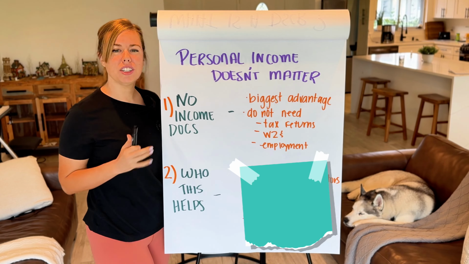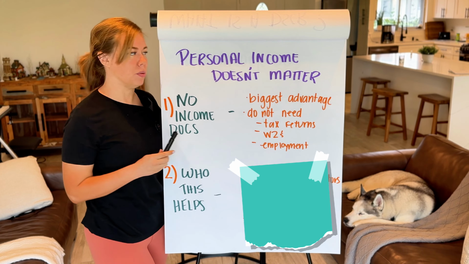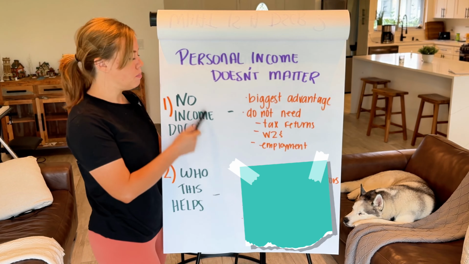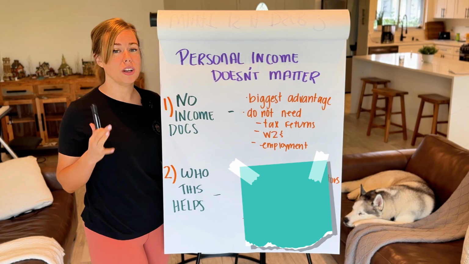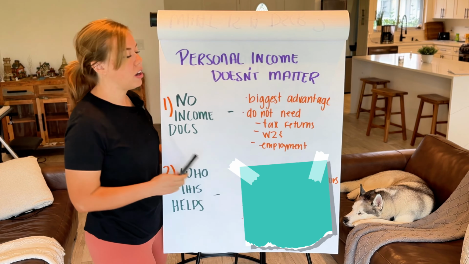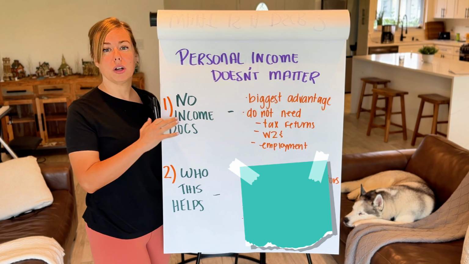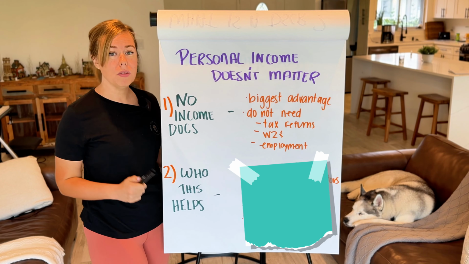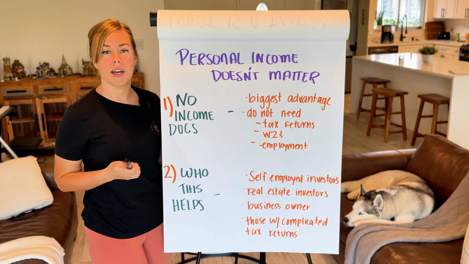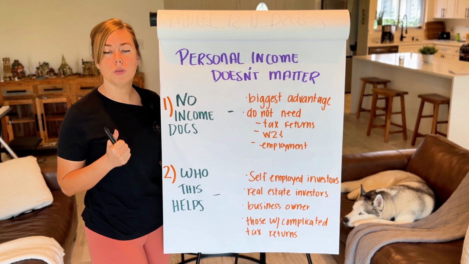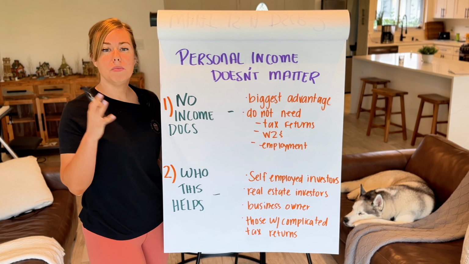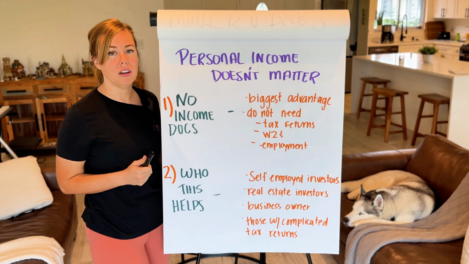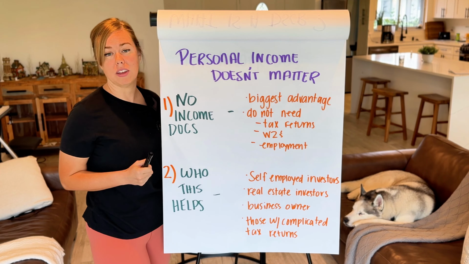So here's the first advantage and pro of using this type of loan, and it's that personal income does not matter. And in fact, the banks do not need any personal income docs throughout this loan. They're not going to look at your tax returns. They're not going to request any W-2s, pay stubs, any employment verification at all. So this really helps those that are self-employed, real estate investors, business owners with very complicated tax returns that might be writing off a lot of income, or they have a lot of expenses.